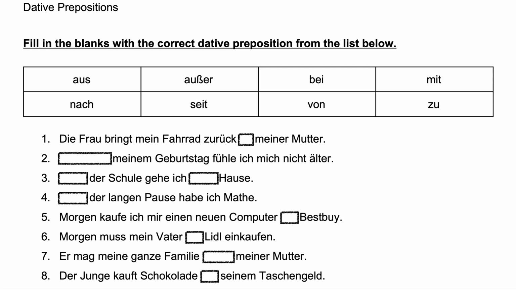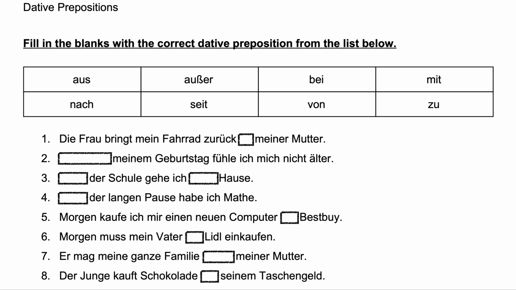You are supposed to fill in the blanks with the correct dative preposition from the list, and you may notice that some of the blanks are smaller than others, and that's because I already had the answers written in whenever I had this worksheet made. The first one: Die Frau bringt mein Fahrrad zurück, blank meiner Mutter. The woman brings my bicycle back, blank space, my mother.